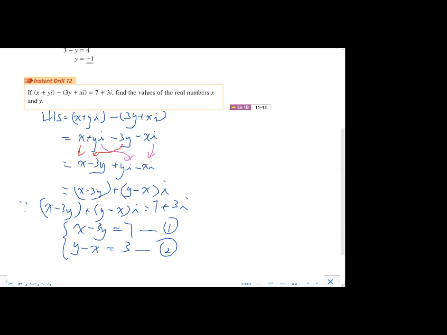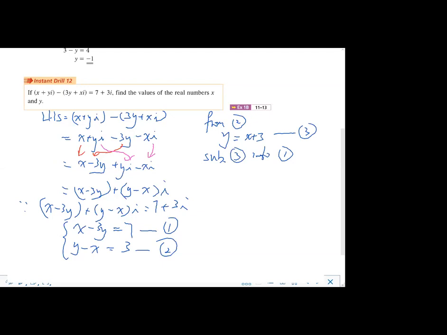Most students use the method of substitution, which means changing the subject and substituting into the other equation. I will follow you. You just choose one of the equations and then change the subject to either x or y. So I choose equation 2. y is equal to x plus 3, and call this equation 3. Then I will substitute this equation 3 into the other equation, equation 1.